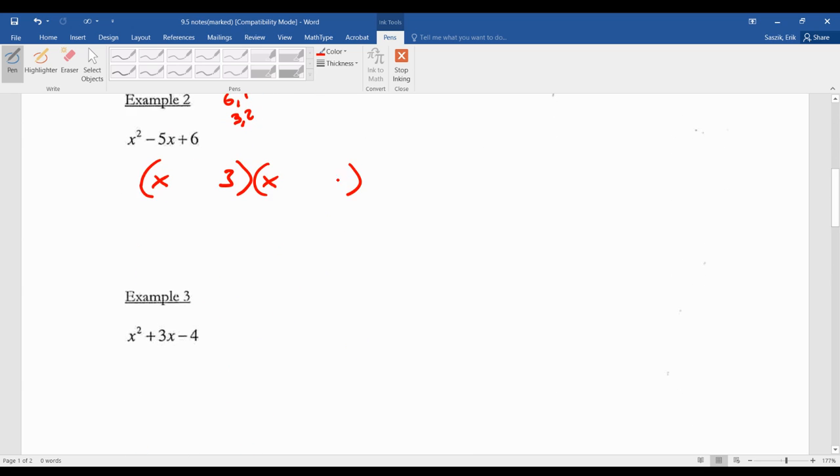And watch this. It's going to be 3 and 2. Remember how I said the signs have to be the same? Because 3 and 2 have to multiply to give me a positive. Watch this. If I make them both negative, now I'm going to do my check.